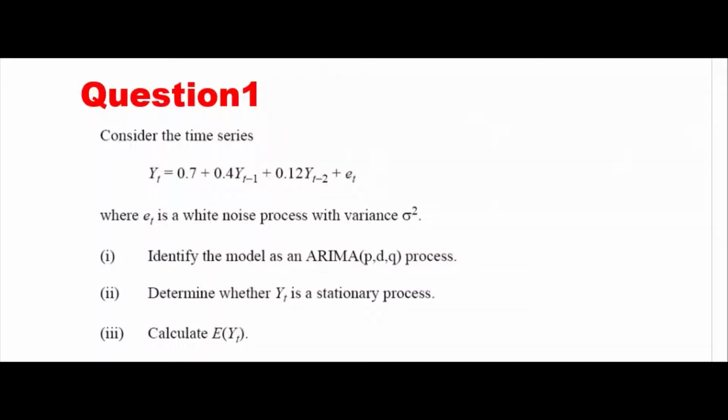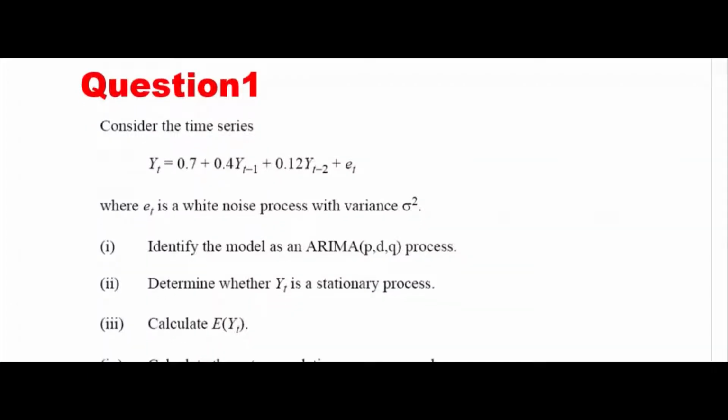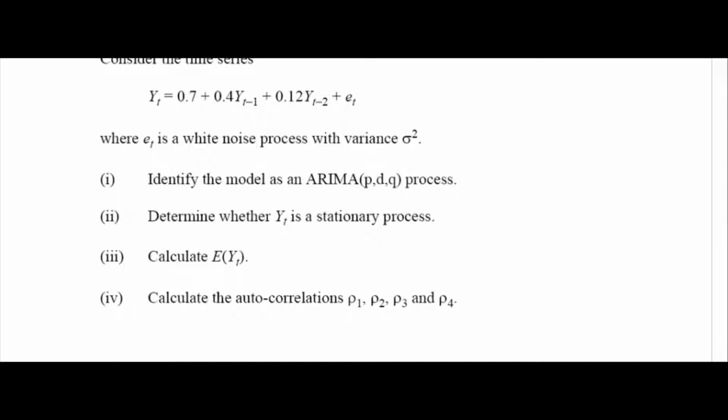This is the first question. Consider the time series Yt equal to 0.7 plus 0.4 Yt minus 1 plus 0.12 Yt minus 2 plus et. This is the first exam question.